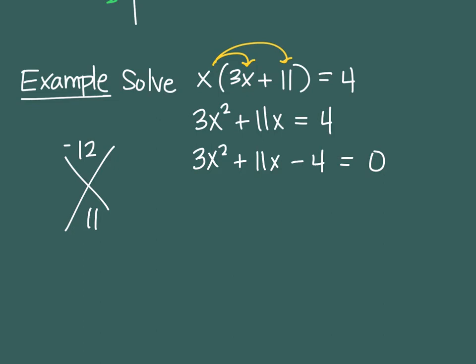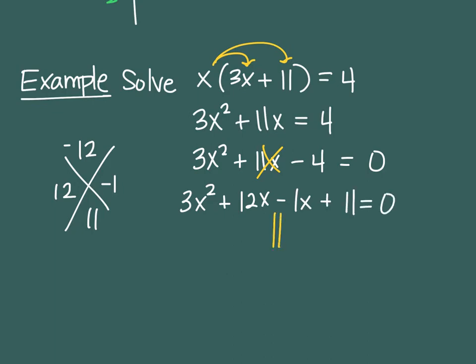So to get -12 and 11, we're going to have some kind of combination of 12 and 1. But which one of them is negative? The 1 has to be negative in order to make sure that we end up with the right answer. So we'll have 3x squared plus 12x minus 1x minus 4. And now we're ready to do the split method.